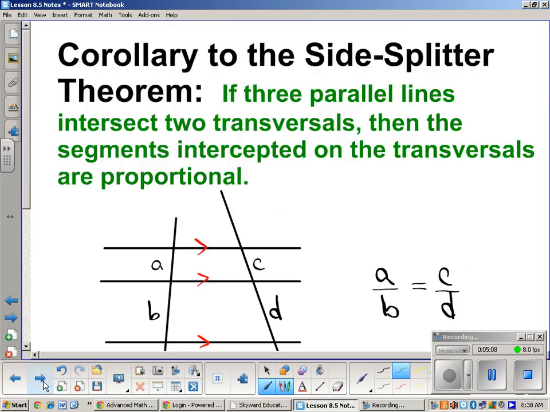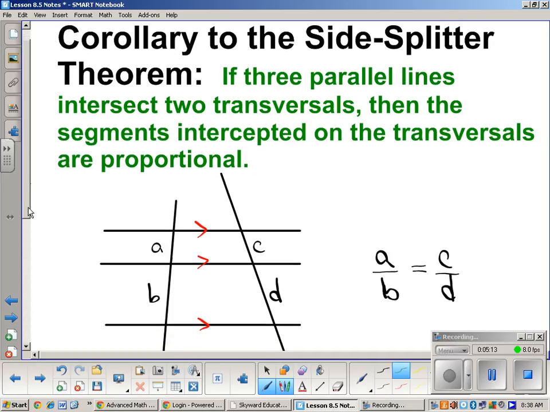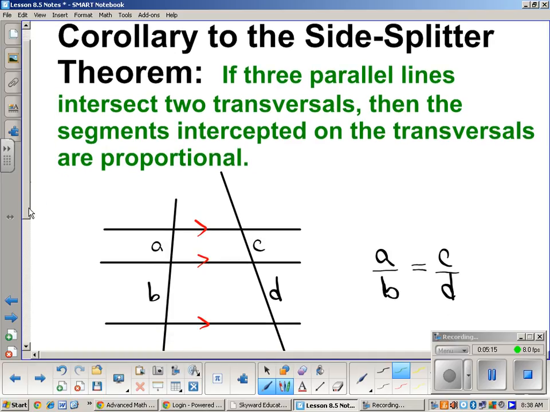Now the corollary to the side splitter theorem. I'll read it and then I'll pause so you can copy it down. It says, if three parallel lines intersect two transversals, then the segments intercepted on the transversals are proportional.